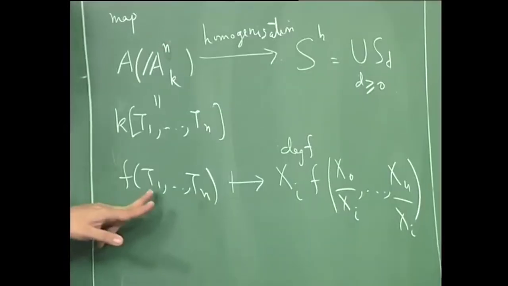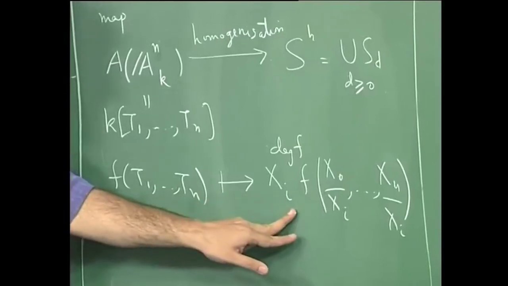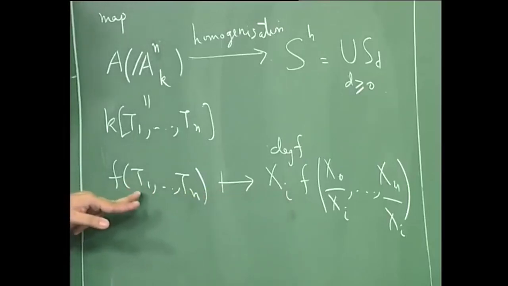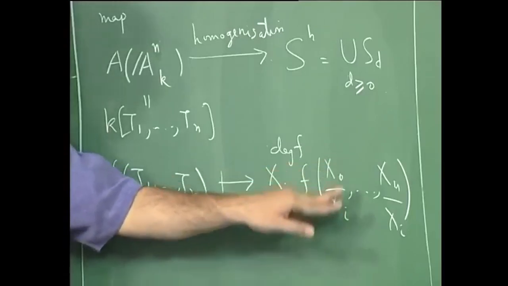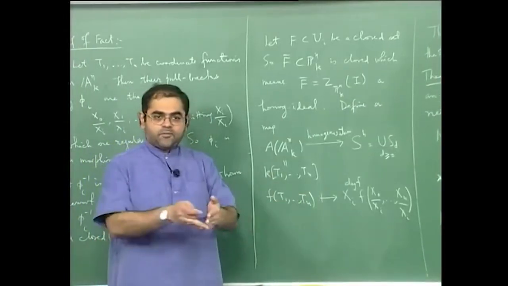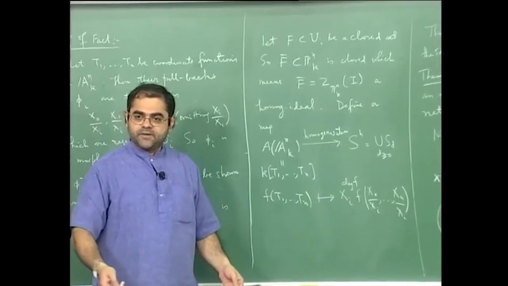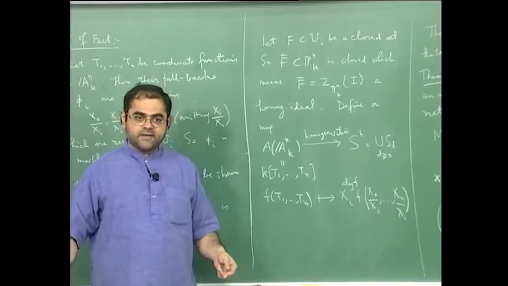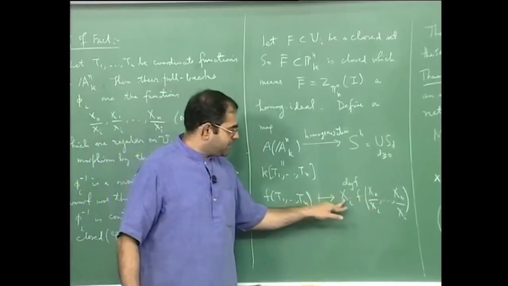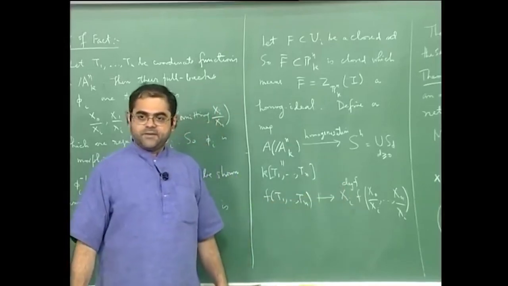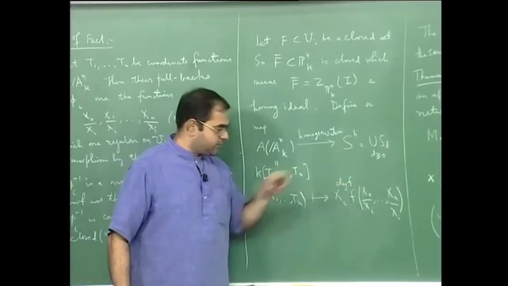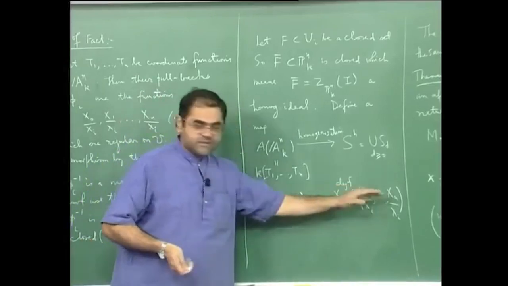So if you do it like this, you must realize that when I plug in for t1 through tn the x0 by xi, x1 by xi and so on up to xn by xi, of course omitting xi by xi, then I will get a polynomial which will have the xi's in the denominator. I will get a polynomial in the xj by xi, where j varies and i is fixed, but then by multiplying it by xi to the degree f, I clear all the denominators, okay. So what you must understand is that this polynomial is a homogeneous polynomial of degree equal to degree of f, okay. So this method is called homogenization, all right.